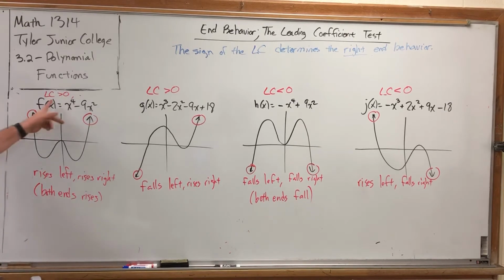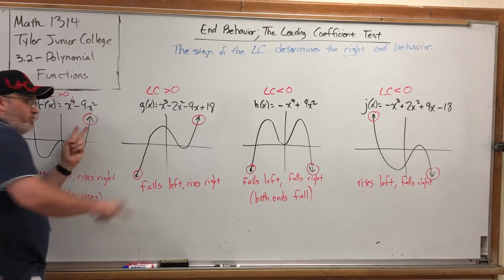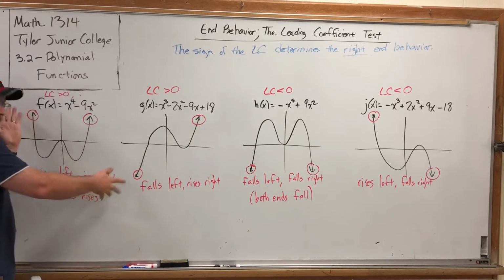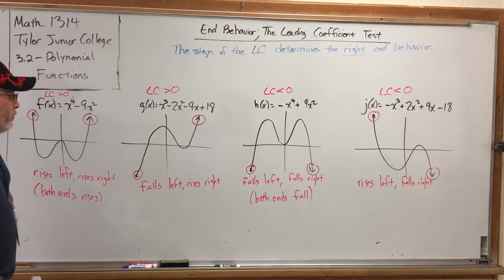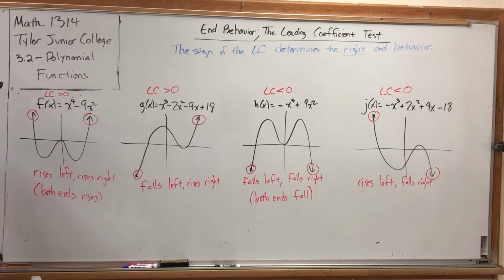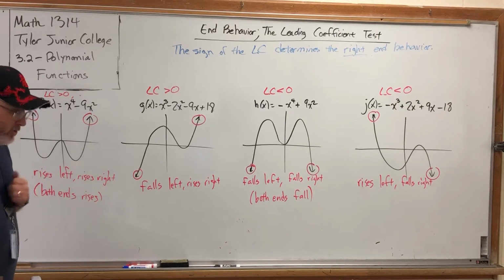Because our leading coefficients could both be positive and both ends on the right could rise, but the left ends are still opposite. Over here it rises, but over here it falls. So what can we use to discern between whether or not the ends are going to be equal and whether or not the ends are going to be opposite? Remember, we're focusing on the leading terms.